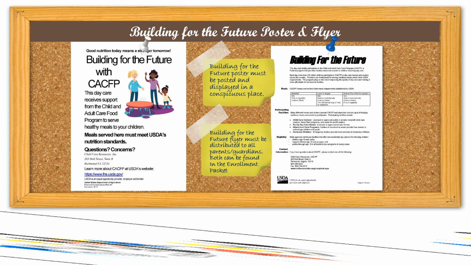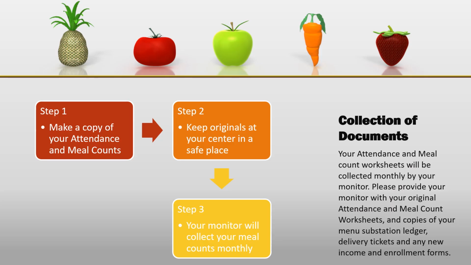The Building for the Future flyer must be distributed to all parents and guardians and can be found in your enrollment packet. Your attendance and meal count worksheets will be collected monthly by your monitor. Please provide your monitor with the original attendance and meal count worksheets and copies of your menu substitution ledger, delivery tickets, and new income and enrollment forms.